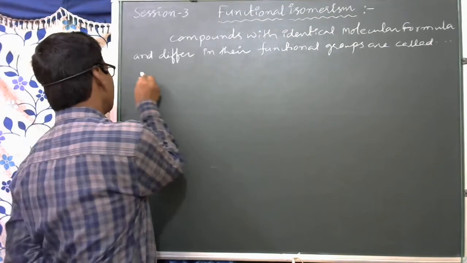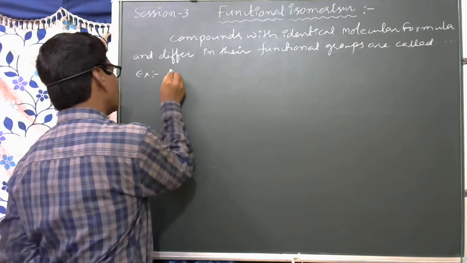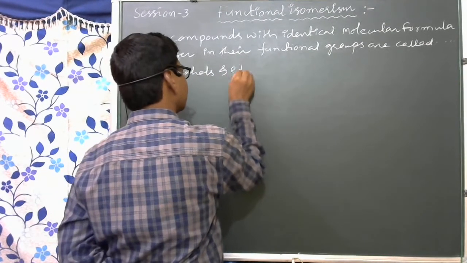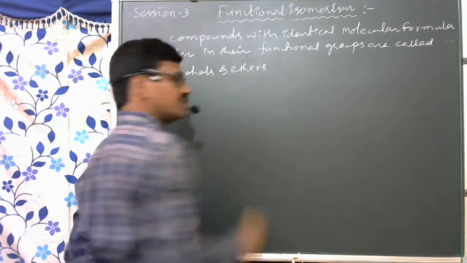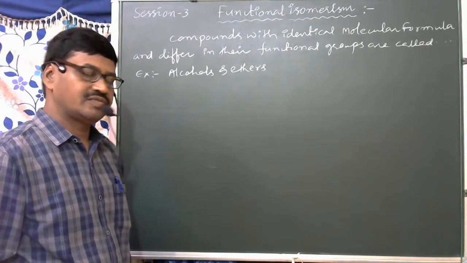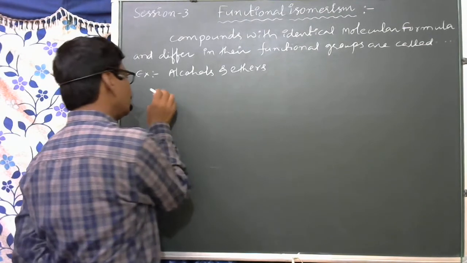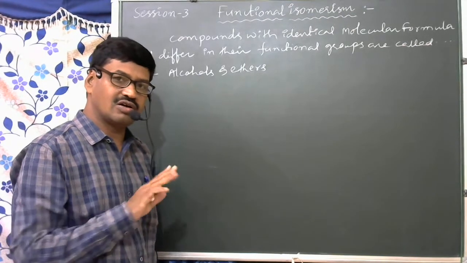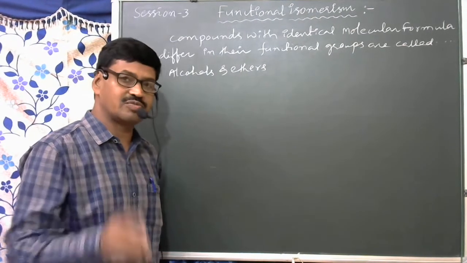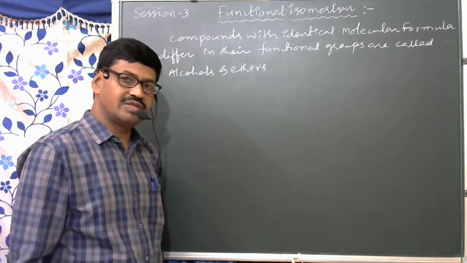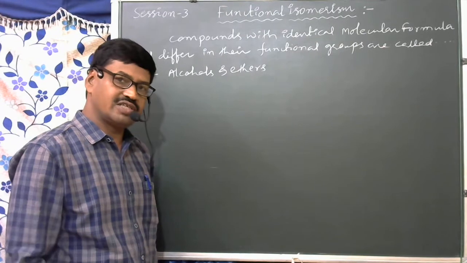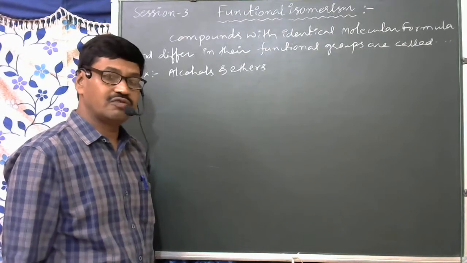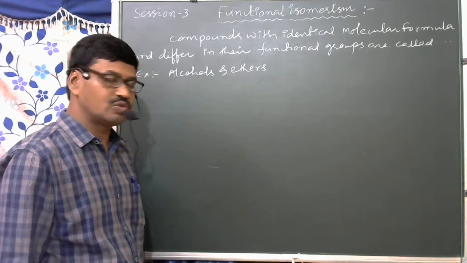Here first example is alcohols and ethers. Alcohols and ethers are functional isomers. See here, if you take two carbons, here minimum number of carbons required are two. One carbon containing alcohol, otherwise one carbon containing ether is not possible. For writing ether, minimum two carbons are required. But for writing alcohol, one carbon is also enough. But one carbon containing alcohol will not show functional isomerism with ether. So minimum two carbons are required.